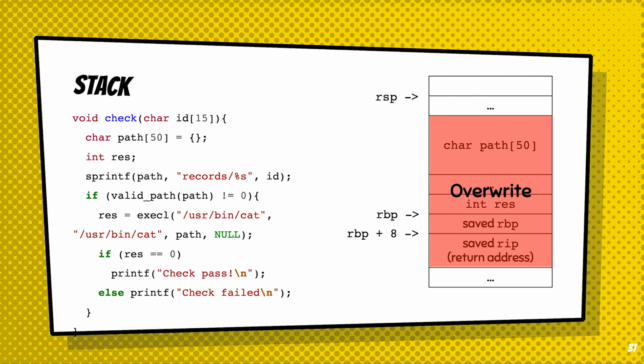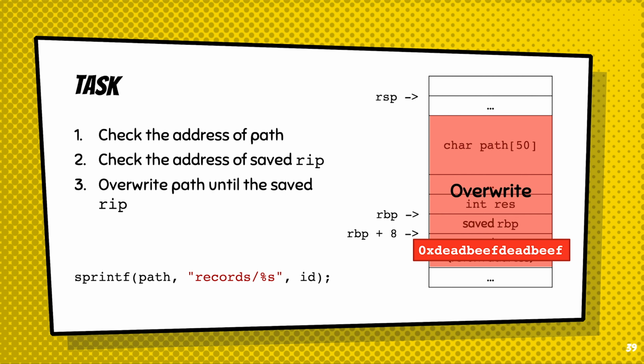So the question for you is: how are we going to generate an input that will overwrite the saved RIP to a specific string, such as hex beef beef? We can split the task into the following steps. The first is that we need to check the address of path so that we know where is the start that we can copy paste to.